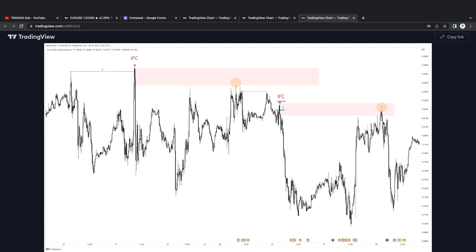In this case, you can see at this point, this minor structure closes below it. So this is our IFC. All right, this is also valid because it's about the previous candle's high, and this applies. Okay, this is a strong supply. Great.